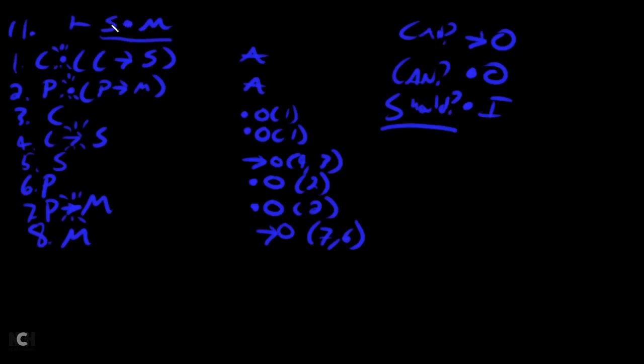So are these pieces just sitting there waiting for us to put together? Do we have an S somewhere? Yep. Do we have an M somewhere? Yep. So that just means we can just stick them together. S dot M. What move do we use? This last one. And in. Where do we get the S from? Line 5. Where do we get the M from? Line 8. And this problem is done.